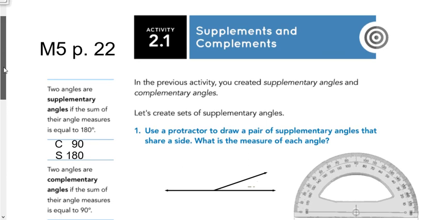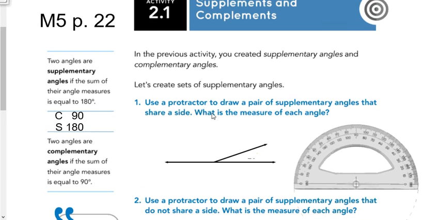Page 22, and it says, use a protractor to draw a pair of supplementary angles that share a side. What is the measure of each angle? So before we draw it, we know that supplementary angles are the two angles that added together to get 180 degrees. Okay, supplementary angles are two angles added together to get 180 degrees.